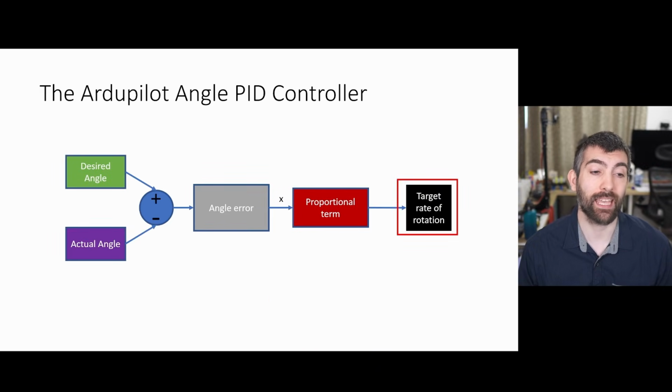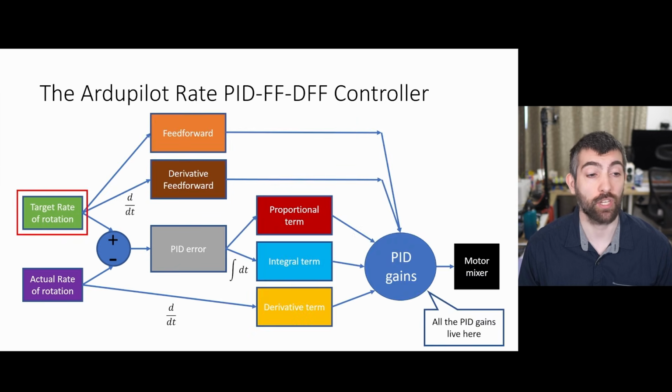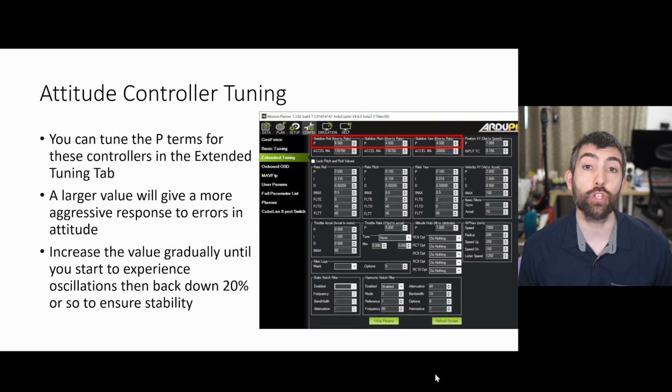So to show that in a schematic, we have the desired angle and the actual angle. Those are subtracted to give an angle error. That's multiplied by the proportional term, and that's the target rate of rotation that is passed into the ArduPilot rate controller for pitch, roll, and yaw respectively. You can tune the P terms for these controllers in the config tab in MissionPlanner under extended tuning. And you can see here stabilize roll, stabilize pitch, and stabilize yaw. You'll have a P term.